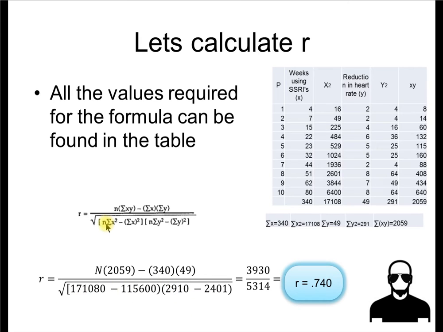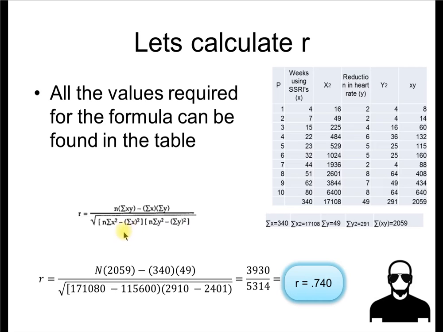So if you see, we've got n times sum X squared. So n refers to the number of participants or sets of data. In this case, we have 10. So this could be a nice easy equation. Sum X squared is this number here, and that's 17108. So the first part we do is we take 10 and we multiply it by this number here, 17108, and that gives us 171080.